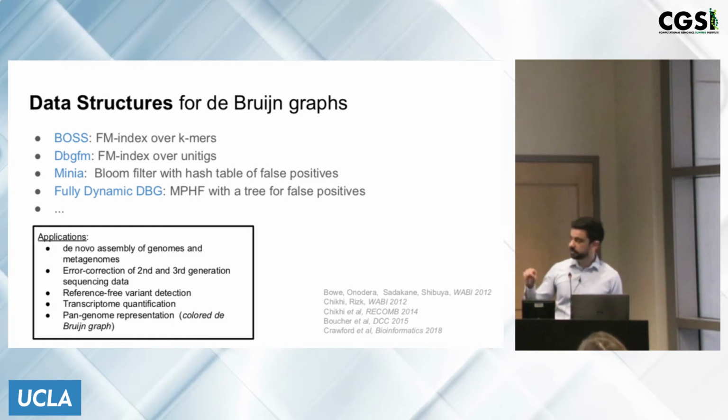And one thing I didn't mention is also the colored de Bruijn graph. So if you've heard of this term, it's actually a de Bruijn graph where each k-mer is annotated with some color. So color can be the data sets in which the k-mer occurs, if you are indexing multiple data sets, but also it can be the abundance of a k-mer in all of those data sets. So it's either presence, absence, or could be abundance as well.